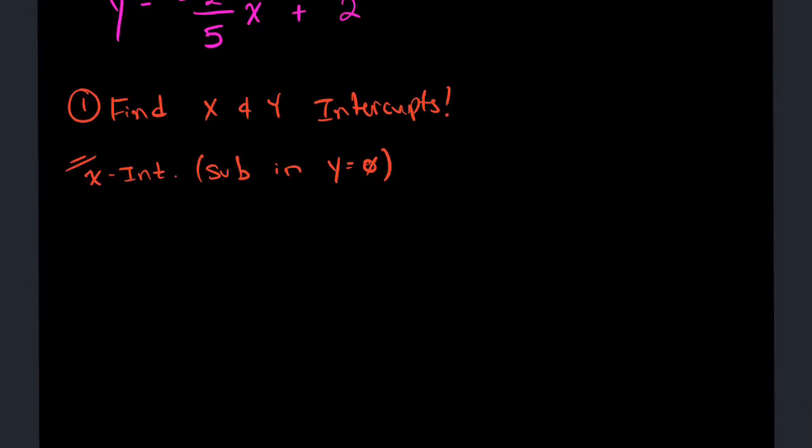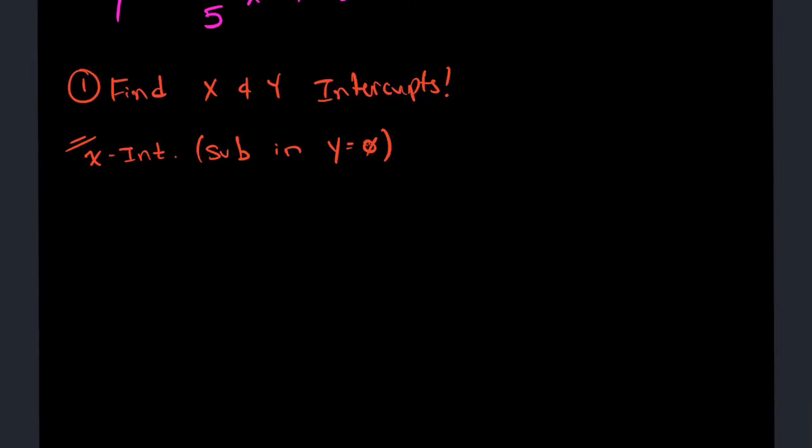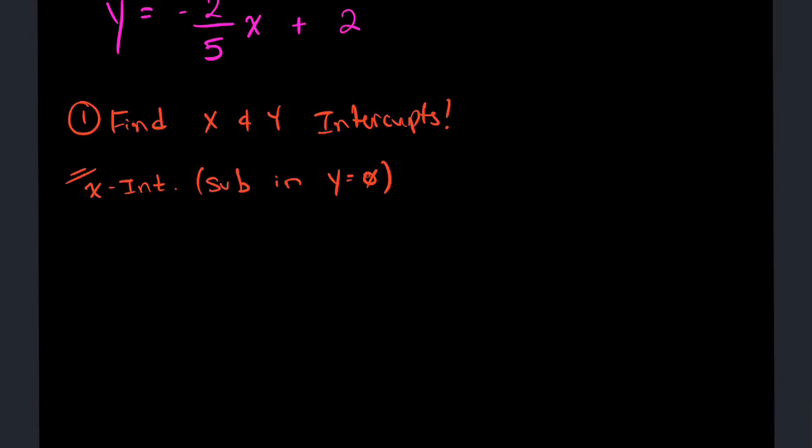So to do that, it's the same kind of format as before. Now we have our y kind of isolated already. So we actually have 0. We'll follow the same common theme here. I'm going to put brackets around anything that I substitute in. 0 equals -2 over 5 x plus 2.